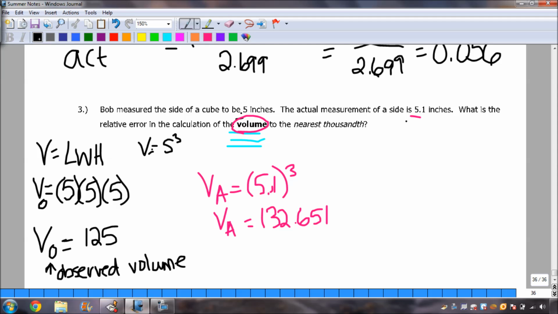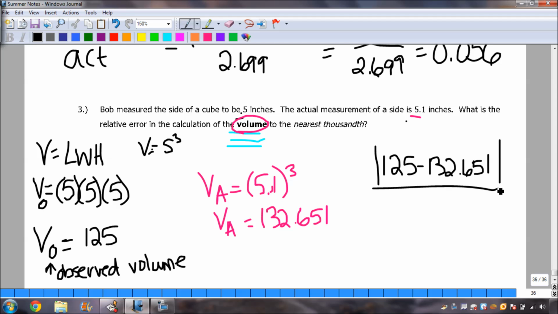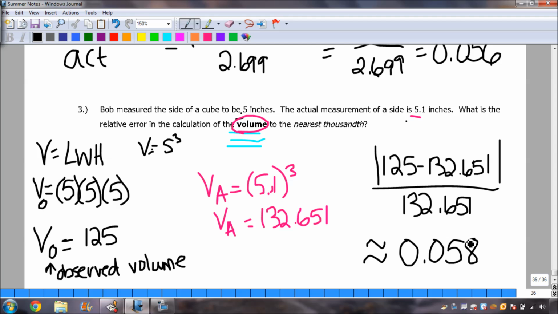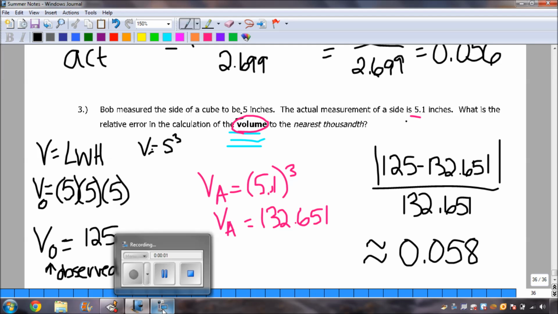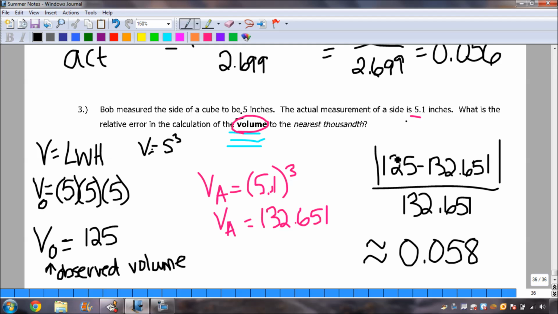All right, so now that I know the actual volume and the observed volume, I can plug them into my formula to find the relative error. So I would do 125 minus 132.651, all over 132.651. Once you do all of that work and plug it into the calculator, I'm hoping that at this point you're okay with that. You'll get approximately 0.058. So he's about 5.8% off, or about 6% off, for the calculation of his volume from what it really should be. Hopefully you understand everything that we've done so far, and now we're just going to do a lot of practice.